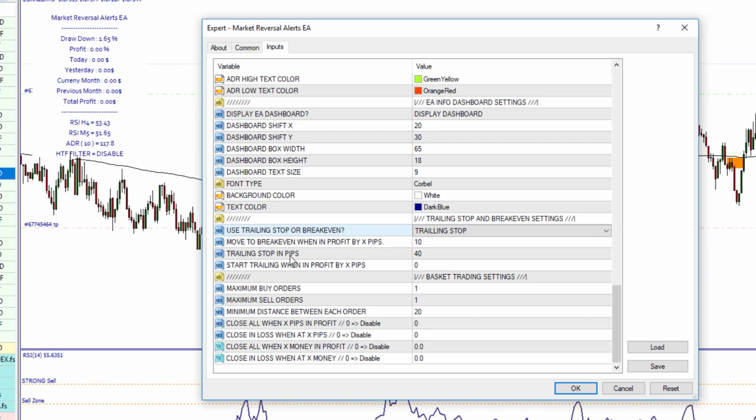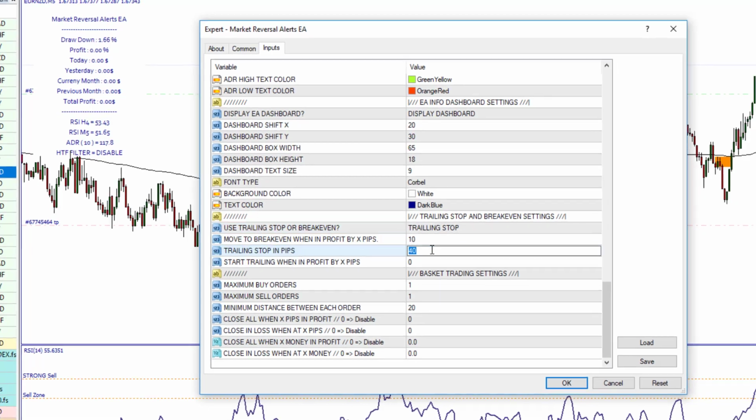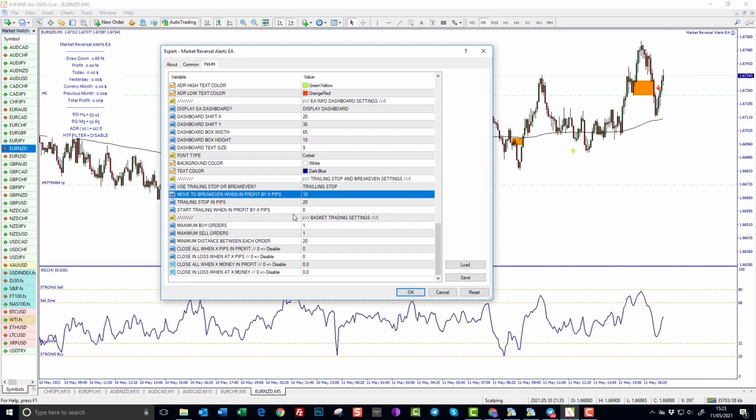So for example, trailing stop in pips, if I set this to 20, what will happen is as soon as I enter that trade and price moves with me, the stop loss will start to move down. Okay. If I want to start trailing once we get into profit, I can set this to 20. And what that will do is when price has moved 20 pips in my direction, then it will put my stop loss to break even and then start trailing 20 pips behind for me. So you can use it in either way.